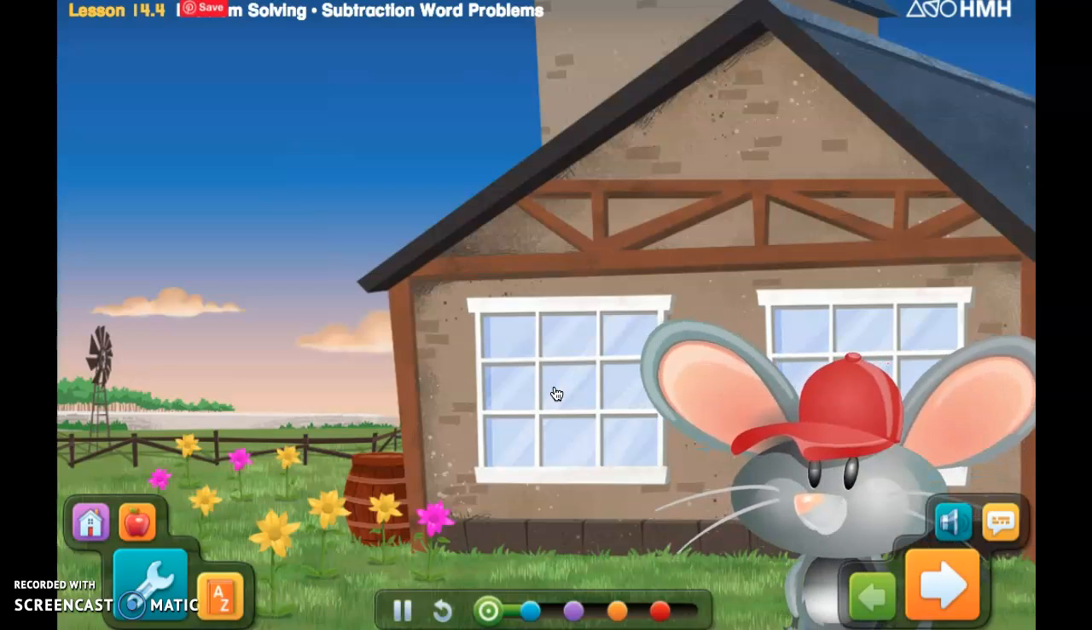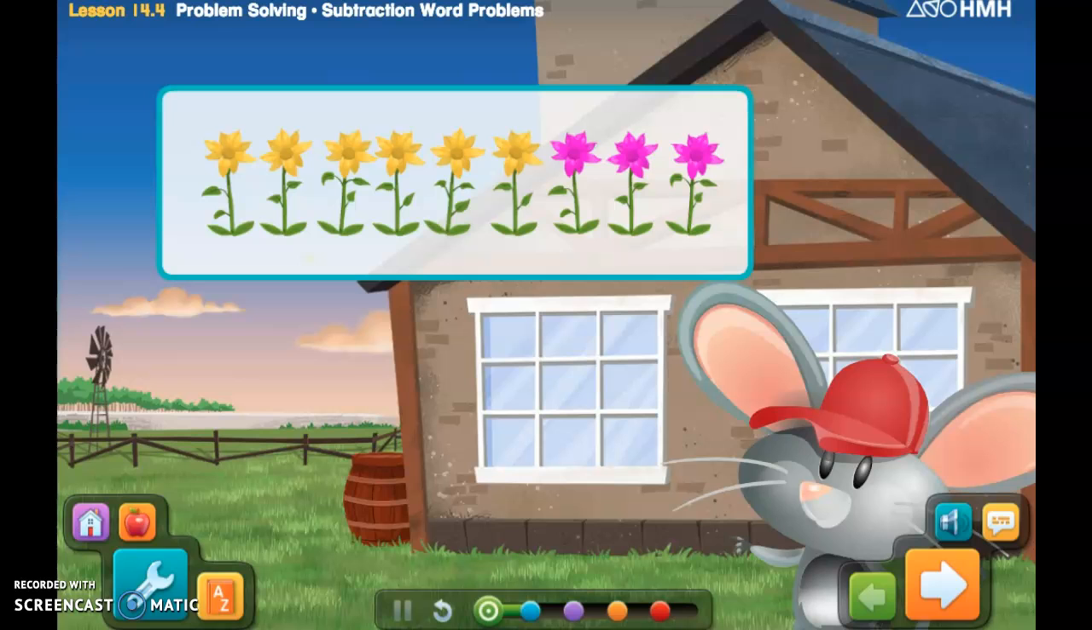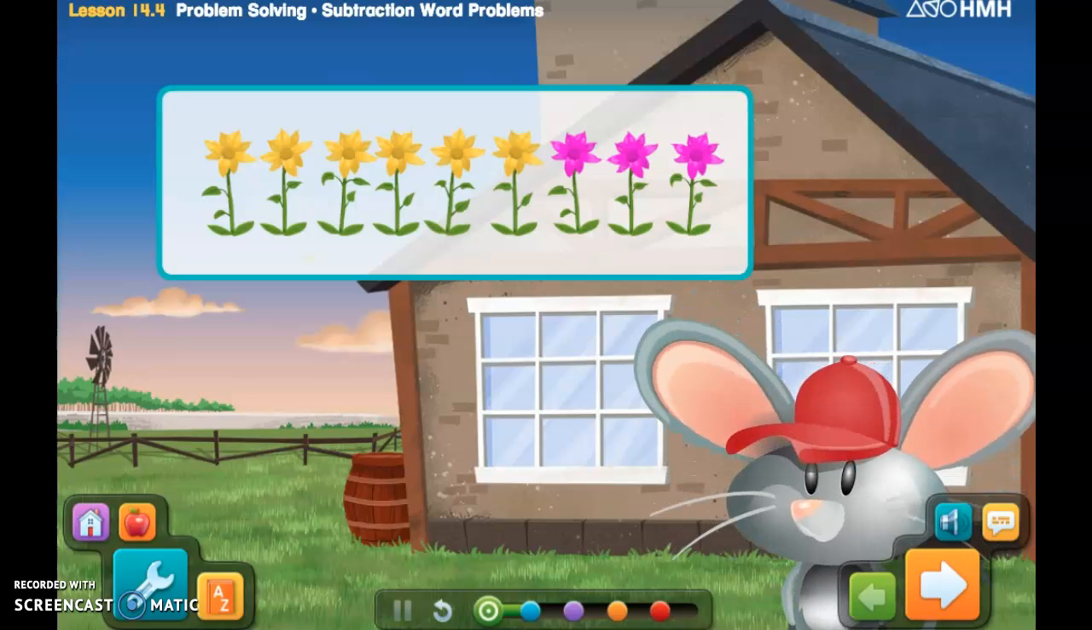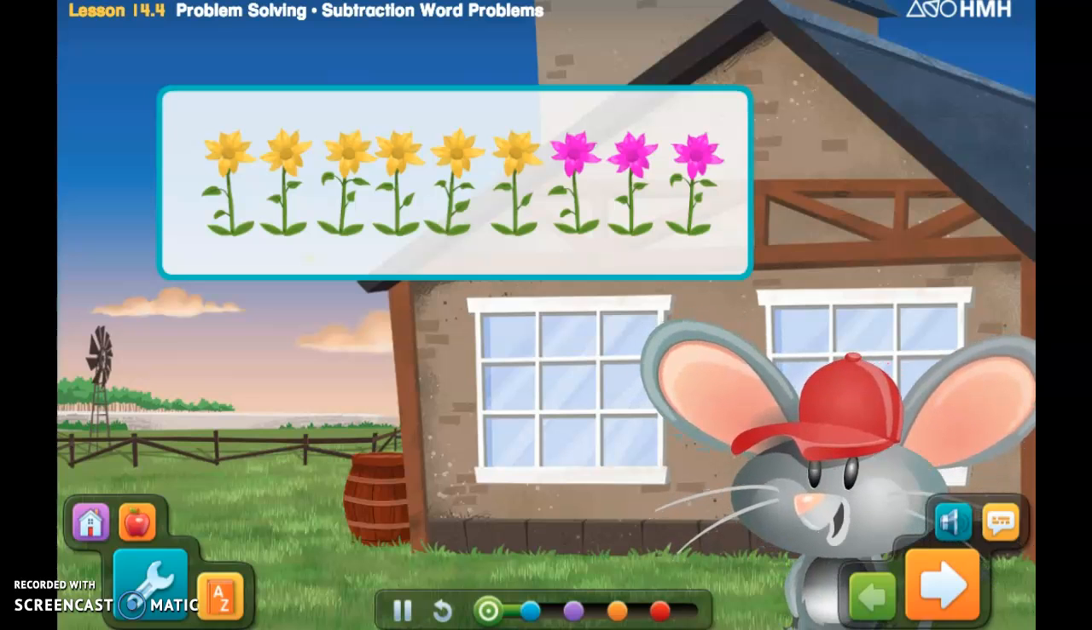Hey, click the flower and we'll sort them by color. Okay, there are 9 flowers in all. 6 are yellow. The rest are pink. So how many flowers are pink? Let's figure out how to solve this problem. I think pictures and a subtraction sentence will help. Ready? Let's get started.